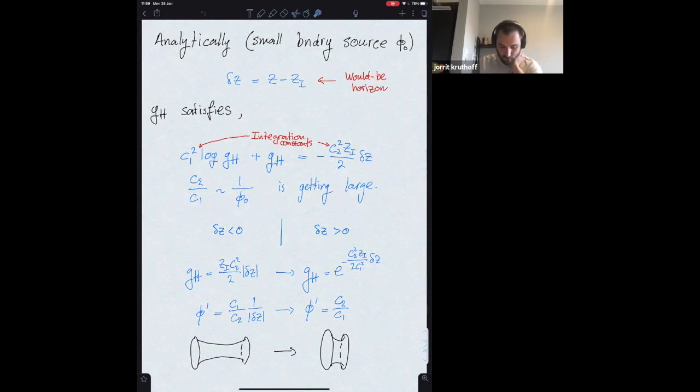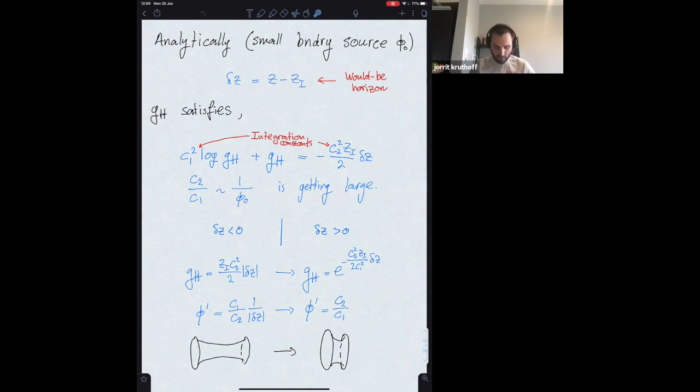And so C2 over C1 is approximately 1 over the boundary source, and that is getting large. And then there's 2 regimes that you can distinguish. It's either delta Z smaller than 0, so that's just before the inner horizon, and then just after the would-be inner horizon. So in the delta Z smaller than 0 regime, the geometry just basically looks like Reissner-Nordstrom and has a linear decay towards 0.